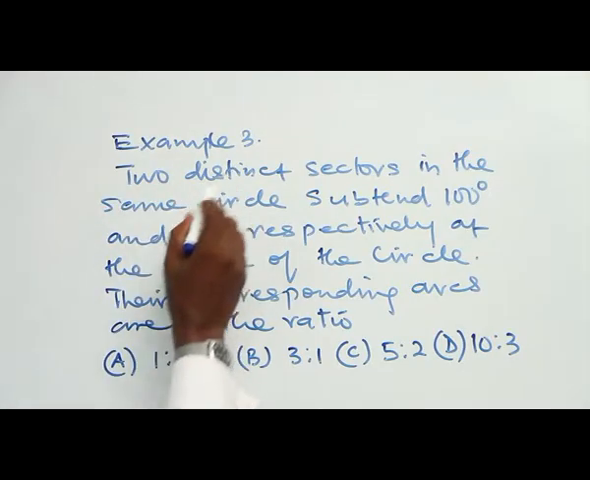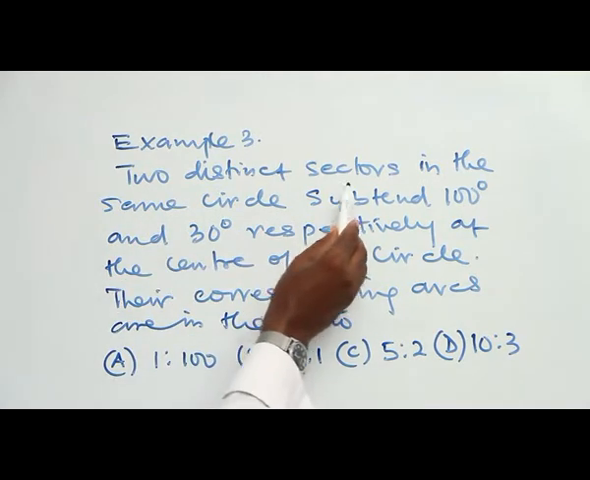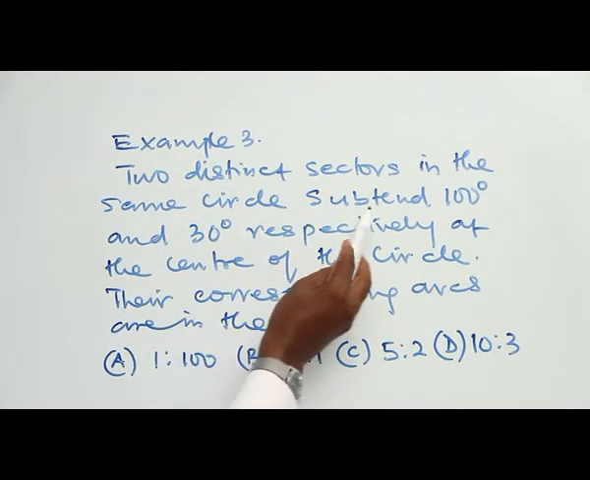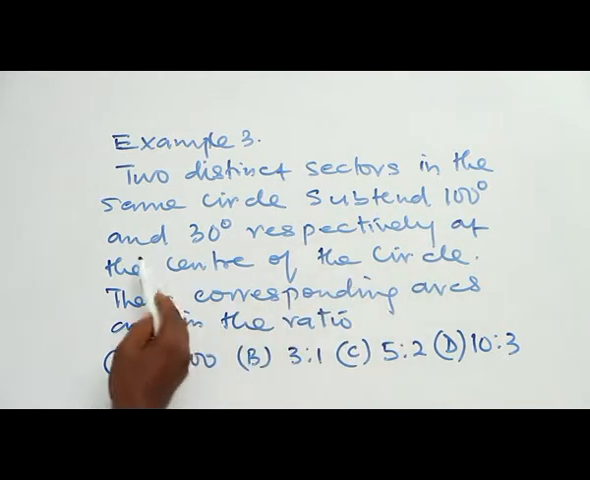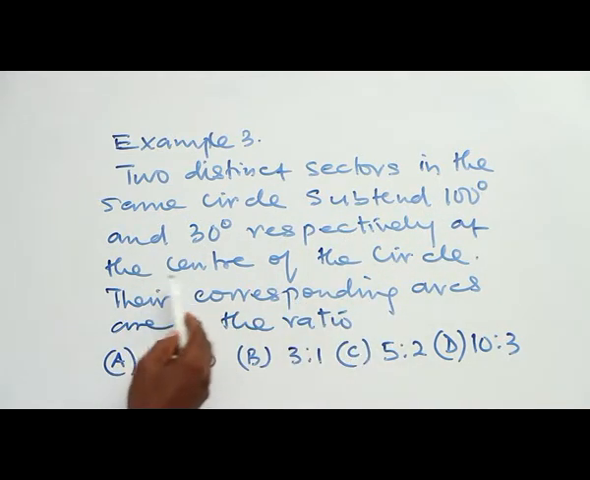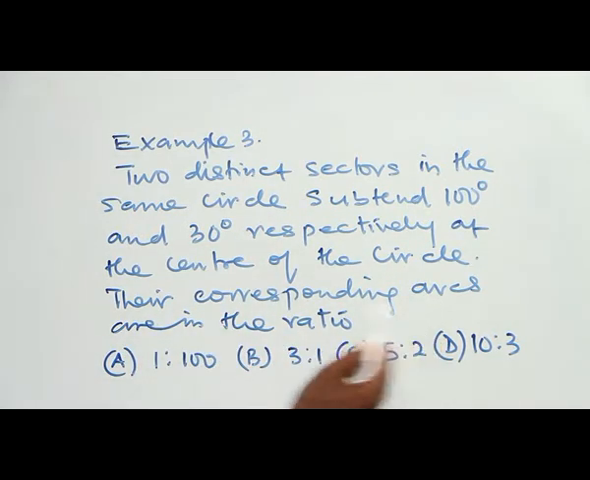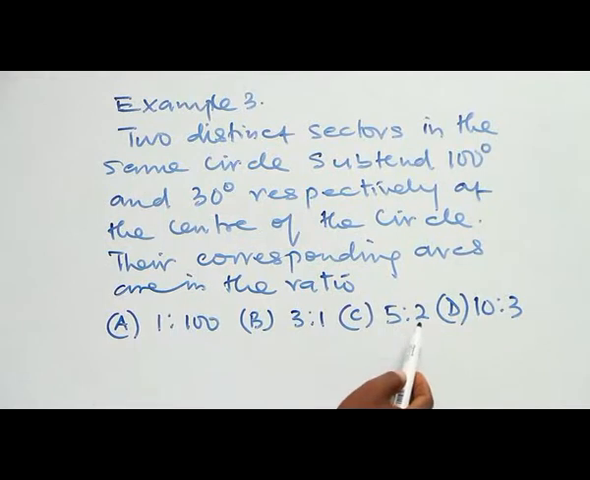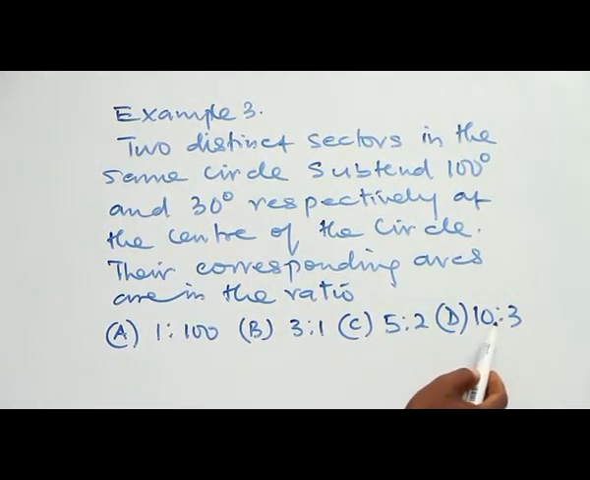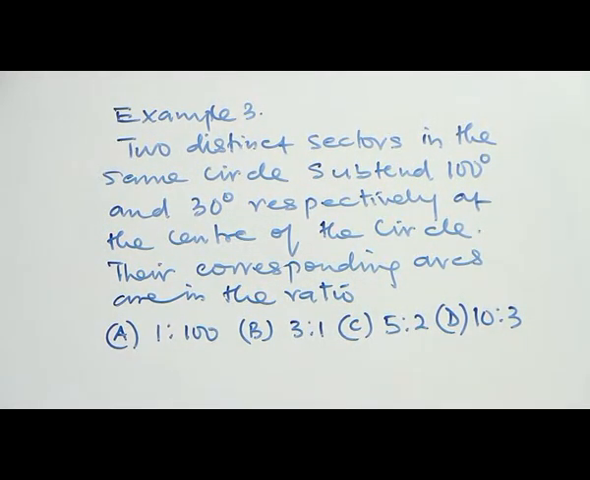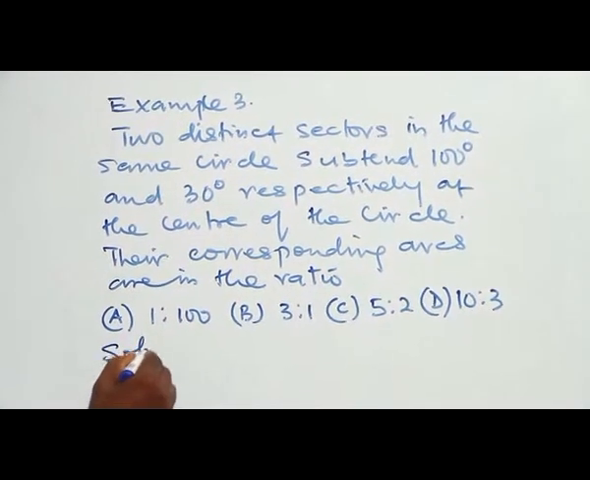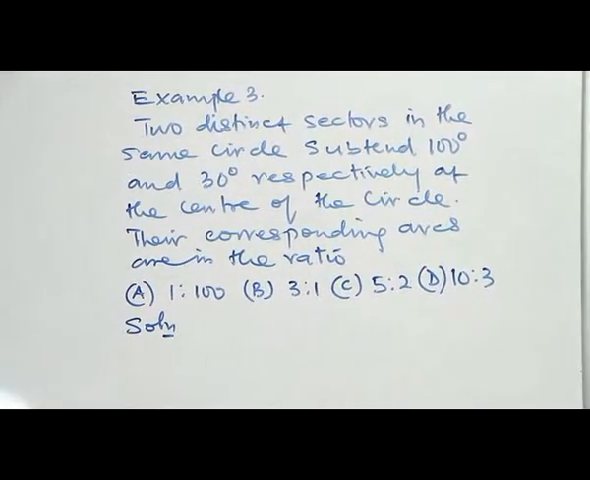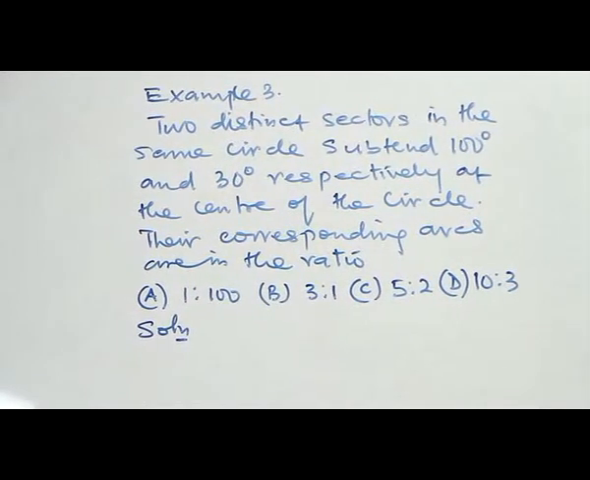Example number 3. Two distinct sectors in the same circle subtend 100 degrees and 30 degrees respectively at the center of the circle. Their corresponding arcs are in the ratio A, 1 to 100, B, 3 to 1, C, 5 to 2, and D, 10 to 3. Our solution. Take note that they are talking about their corresponding arcs.